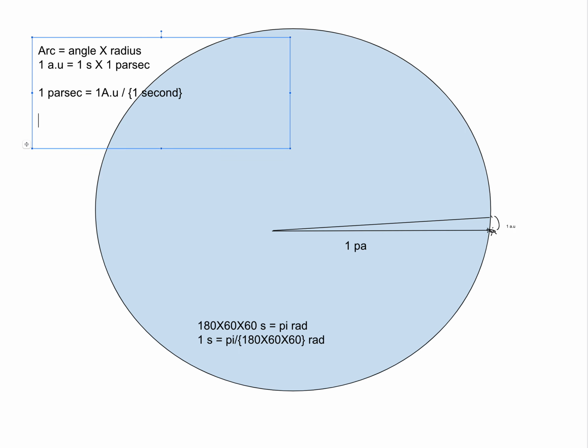Okay, so 1 parsec is equal to 1 astronomic unit divided by 1 second. So what is 1 second? 1 second is nothing but pi divided by 180 into 60 into 60 radian, right? This is a radian.